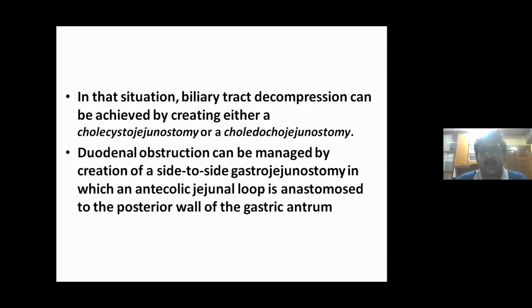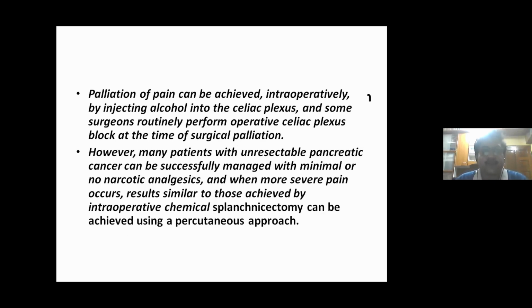In this situation, biliary tract decompression can be done by creating either a cholecystojejunostomy or choledochojejunostomy. Duodenal obstruction can be managed by creation of a side-to-side gastrojejunostomy in which an antecolic jejunal loop is anastomosed to the posterior wall of the gastric antrum. Palliation of pain can be achieved intraoperatively by injecting alcohol in the celiac plexus, and some surgeons routinely perform operative celiac plexus block at the time of surgical palliation.